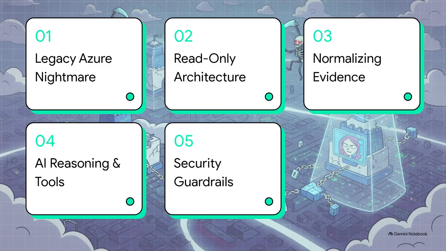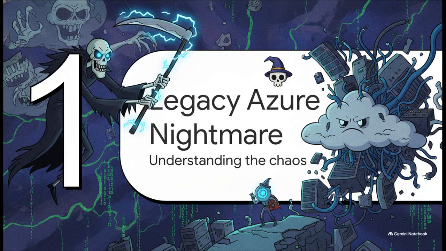So here is our roadmap for taming the chaos today. 1. The legacy Azure nightmare. 2. The read-only audit architecture. 3. Normalizing the evidence bundle. 4. AI reasoning and tool use. And finally, 5. Enforcing AI security guardrails. Let's get into it. Starting with Section 1, the legacy Azure nightmare.